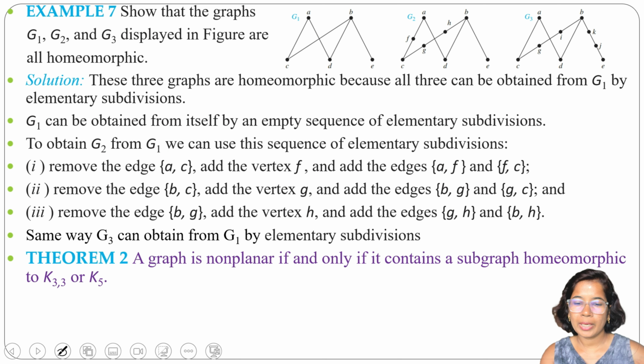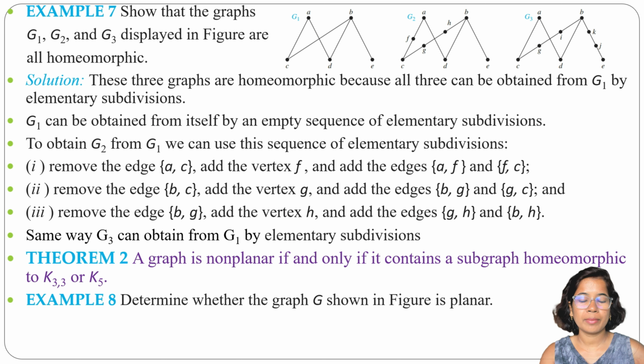Next, theorem 2: a graph is non-planar if and only if it contains a subgraph homeomorphic to K3,3 or K5. K3,3 is a bipartite graph having 3 vertices in one group and 3 vertices in another group, and K5 is a complete graph having 5 vertices. Then it is non-planar. Let's see one example based on theorem 2. Example 8: determine whether the graph G shown in the figure is planar.